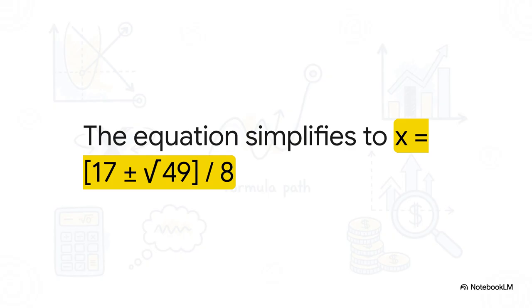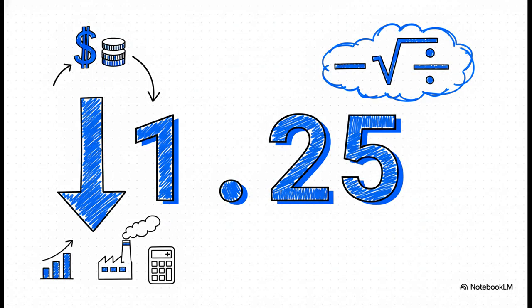See, the equation has simplified really nicely, and now we have all the key pieces to find our answer. So now we get to the final step, where we solve for the two possible values of x because of that plus or minus sign. First, let's take the minus path.